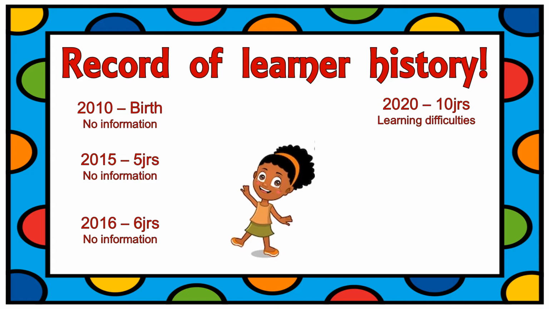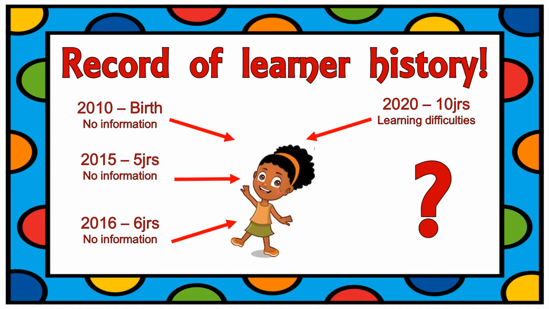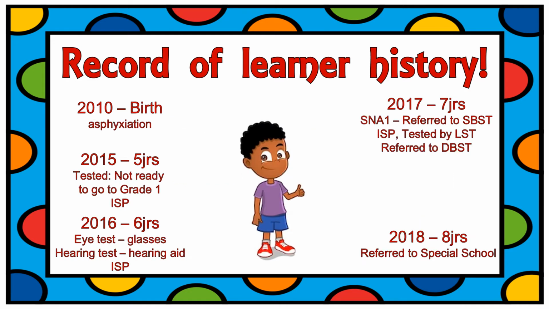The learner profile is a record of the learner's history. If we do not have information about the child's birth, early childhood development, school admission, and scholastic development, it will be really difficult, if not impossible, to determine the cause of barriers of learning should they present themselves. It would also be difficult to compile an ISP, individual support plan, or to refer the learner for further testing or specialized intervention. Let us look at this learner's history.